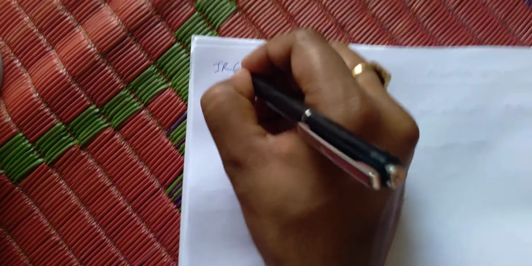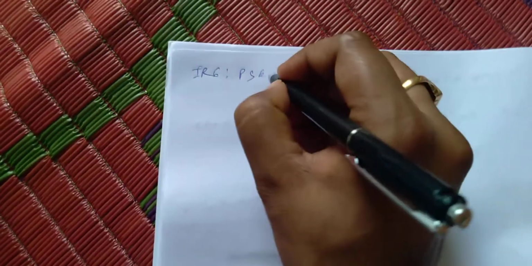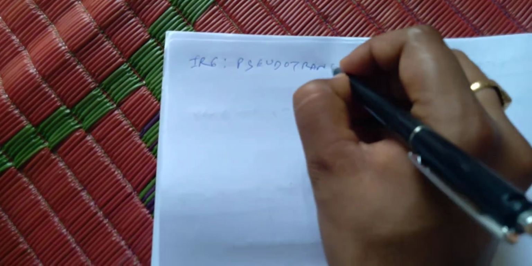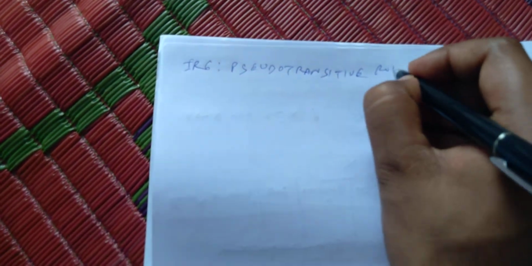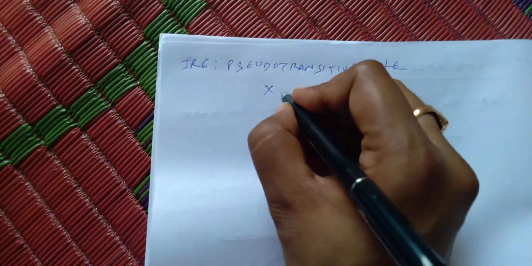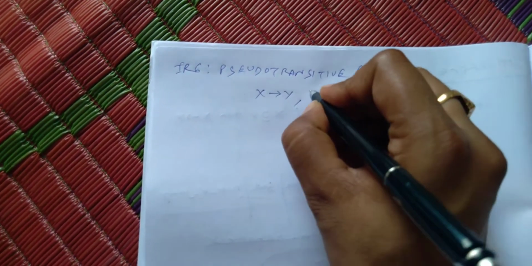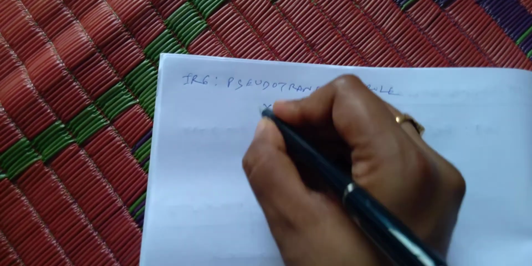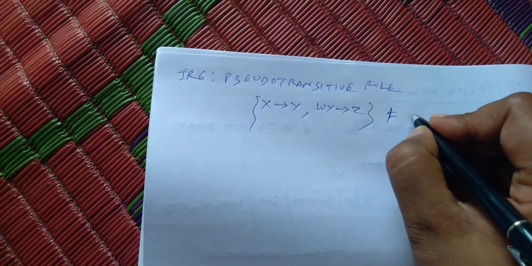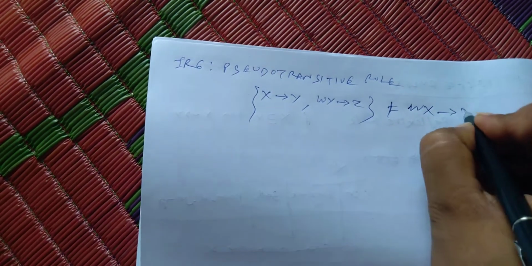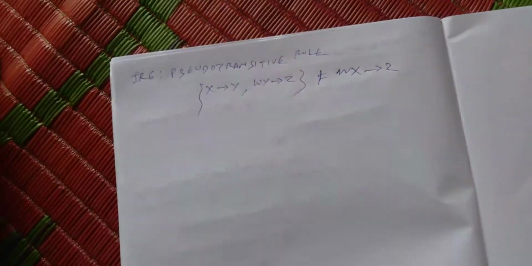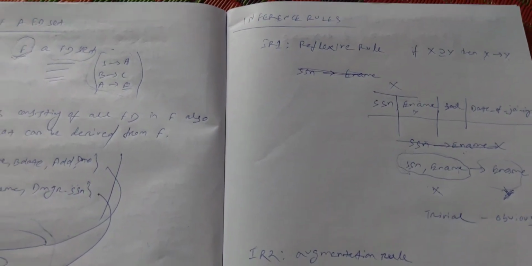The last rule is the pseudo-transitive rule, which says if x determines y, wy determines z, then wx determines z. Okay, the proofs are there in the book, you can see once. Okay, these are the 6 rules. There is some importance of these 6 rules.